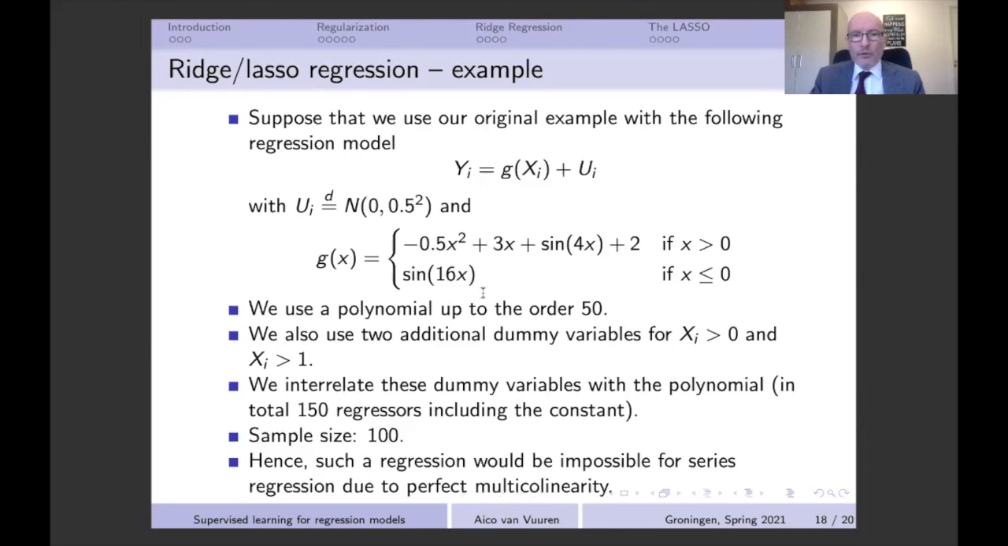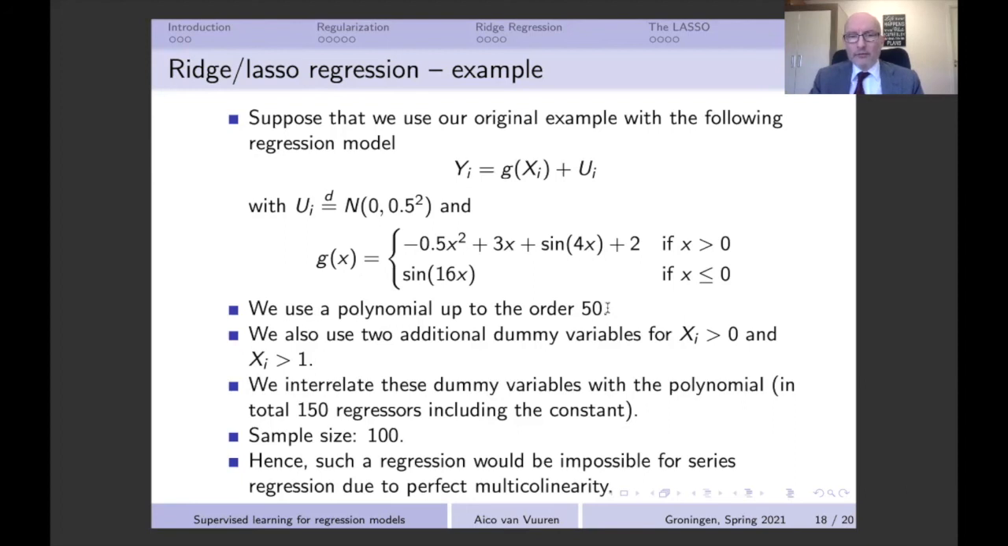Well, that brings me to the next topic, and that is the example that we already have looked at before. Remember that we had this example of yi is equal to g(xi) plus ui, and ui was normally distributed with a mean equal to 0 and a variance equal to 0.25. And well, we had this relationship over here. Also, x was distributed uniformly between -1 and 2. Well, now what I'm going to do is that I'm going to use ridge and the lasso, and I'm going to use a polynomial up to the order 50. So I'm going to include x squared, x to the power 3, up till x to the power 50.